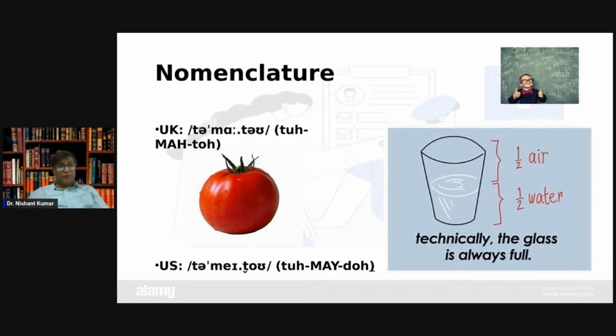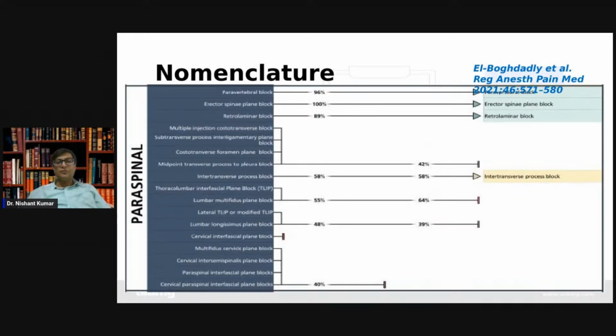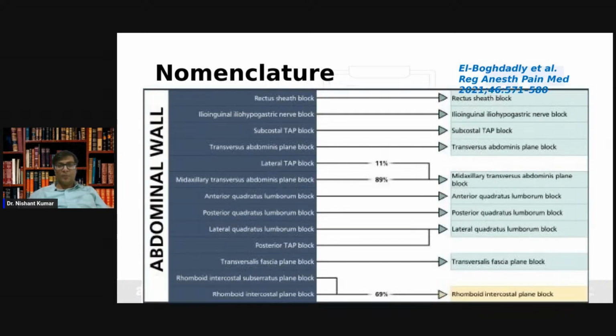Now, unfortunately, the terminology has been changed and it has been decided based on the needle tip, the structure seen on ultrasound, and where exactly the drug is being deposited. So, if you go through this particular and excellent article in Regional Anesthesia and Pain Medicine of 2021, this is the nomenclature now for most of the abdominal blocks. Now, lateral TAP block and MTAPA are now collectively called MTAPA. So there is no lateral TAP block now.